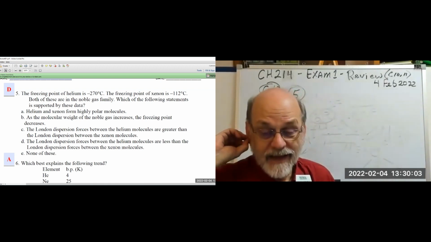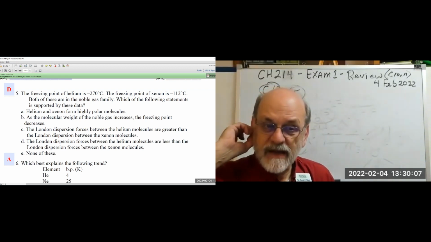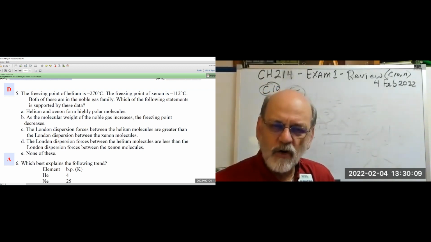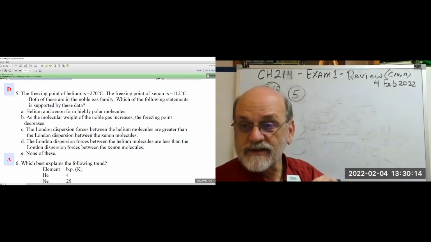So they're not bound to anything else. A is false. How about B? As the molecular weight of the noble gas increases, the freezing point decreases. It's just the opposite.